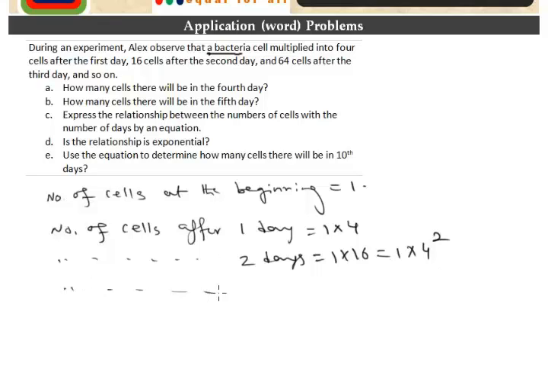Then the number of cells after 3 days is 64. 64 we can write as 1 times 64, that means 1 times 4 to the power 3. 4 times 4 is 16, 16 times 4 is 64. So we can see a pattern: after day 1, the number of cells is 4 to the power 1. After day 2, it is 4 to the power 2. After 3 days, it is 4 to the power 3.